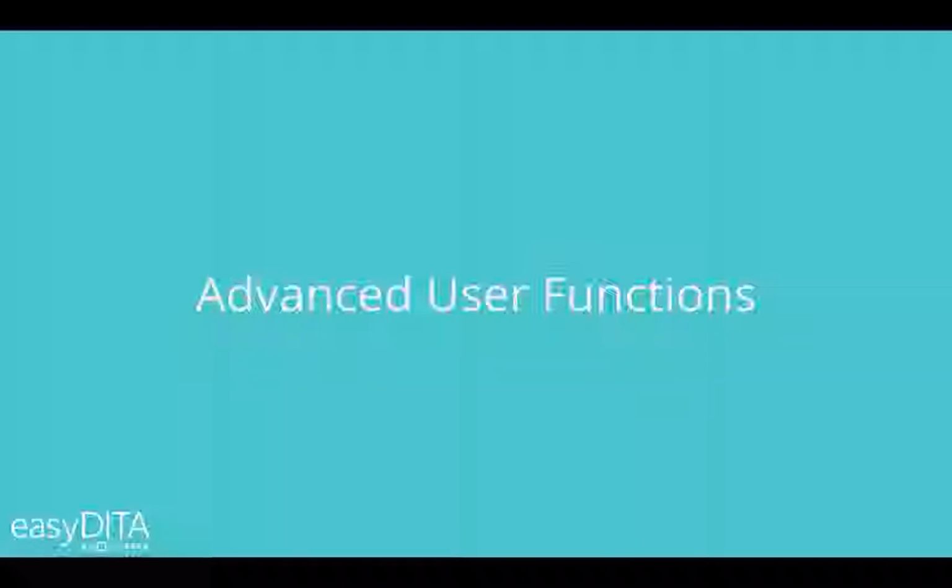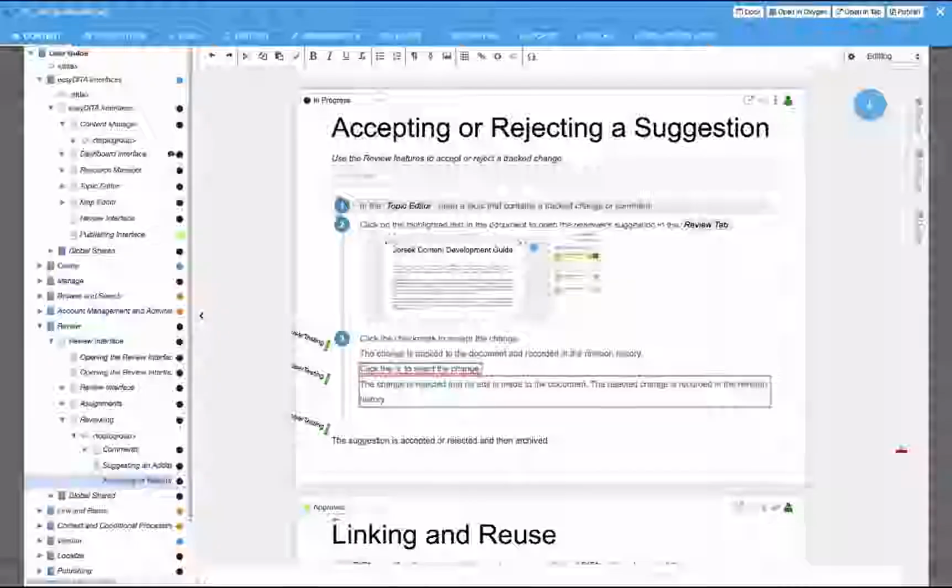So now the first thing among these advanced user functions that we'll spend some time talking about is real-time validation. With easyDITA, there's always validation that's running throughout the entire document. You don't need to put your document through the publishing process just to find out later on that there are any structural issues within your document.